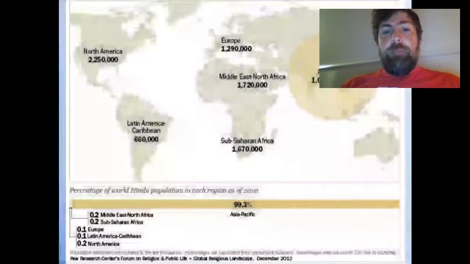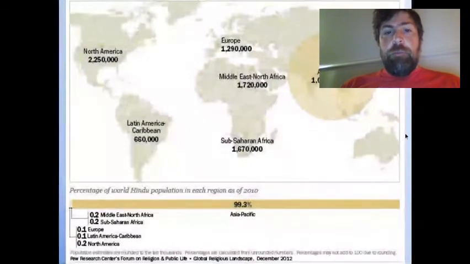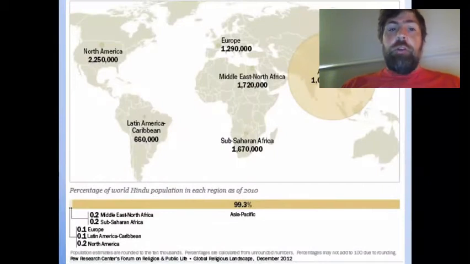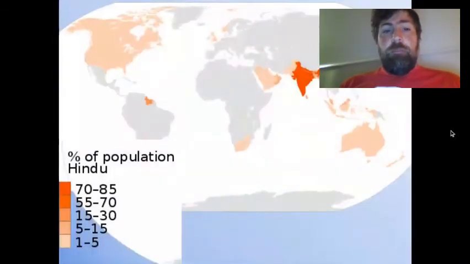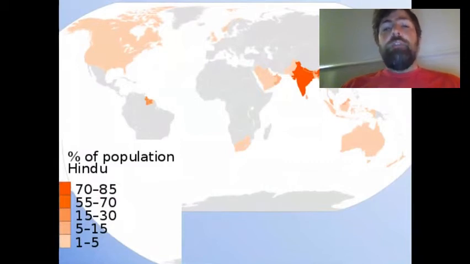But if you look at a world map today, and you look at the numbers by continent, by region, really, you can see there's 2 million Hindus in North America. There's 600,000 in Latin America. There's 1.6 million in sub-Saharan Africa. Then look at Asia. There's 1.025 billion Hindus in Asia. If you look at this choropleth map, you can see that fully 70 to 85% of the world's Hindu population is located in India. Hinduism is an ethnic religion.